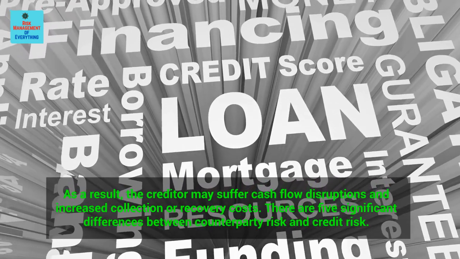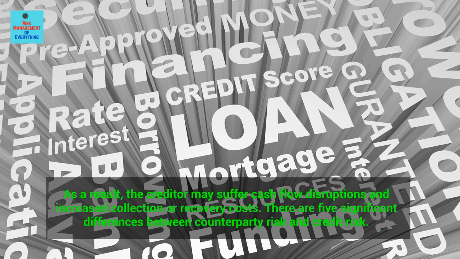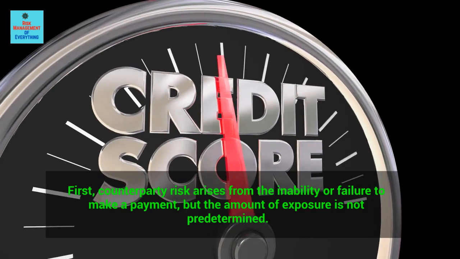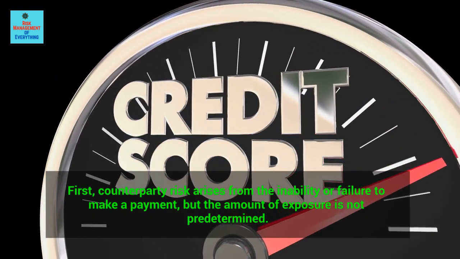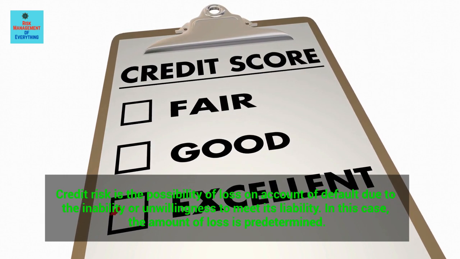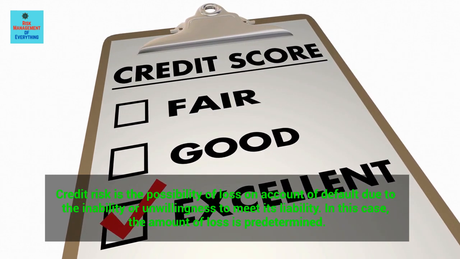There are 5 significant differences between counterparty risk and credit risk. First, counterparty risk arises from the inability or failure to make a payment, but the amount of exposure is not predetermined. Credit risk is the possibility of loss on account of default due to the inability or unwillingness to meet its liability. In this case, the amount of loss is predetermined.